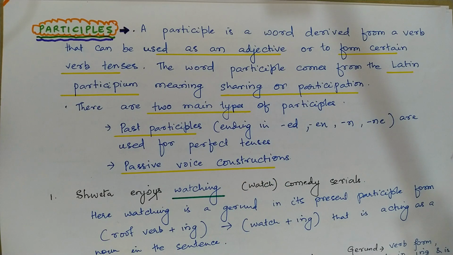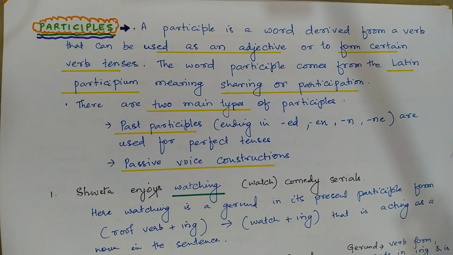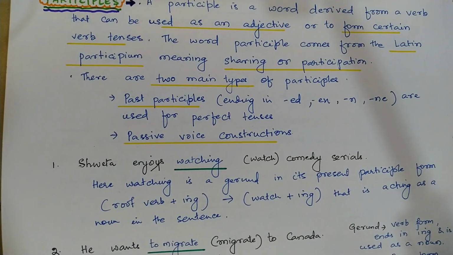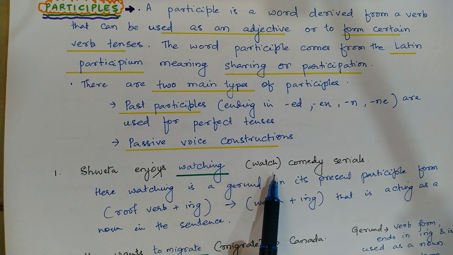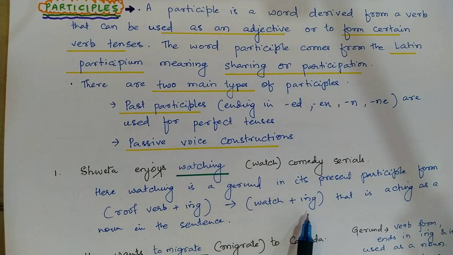Now coming over to the exercise, Shweta enjoys dash watch comedy serials. The answer will be Shweta enjoys watching comedy serials. Now here watching is a gerund in its present participle form. That means the root form of the verb plus ing. That means which is the root form of the verb is watch plus ing. That is acting as a noun in the sentence.